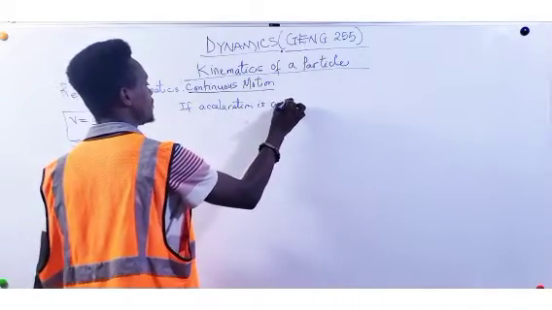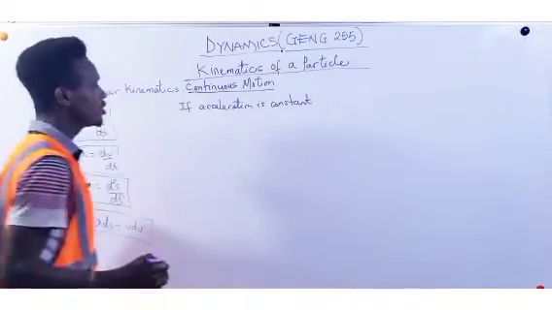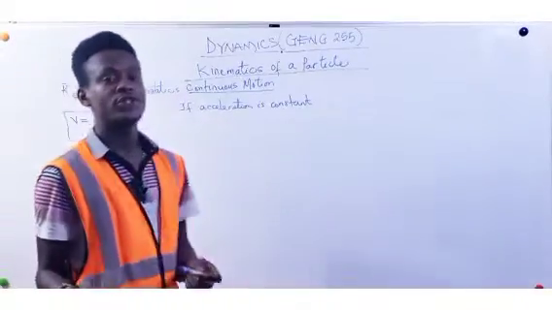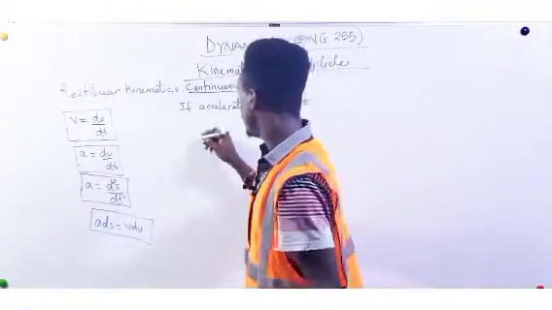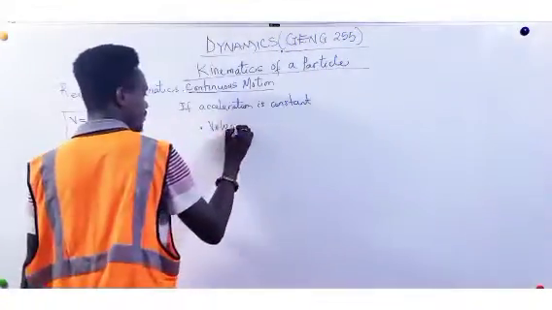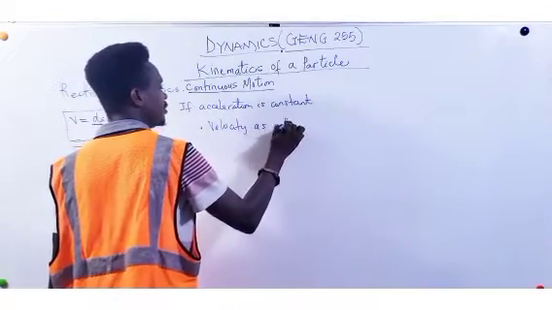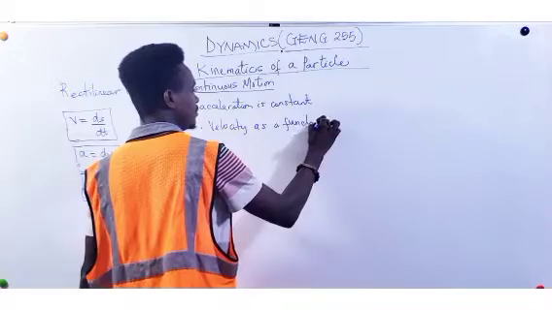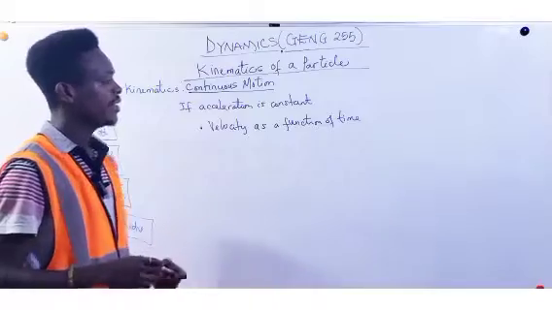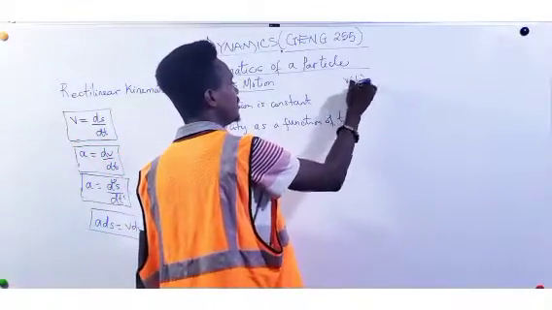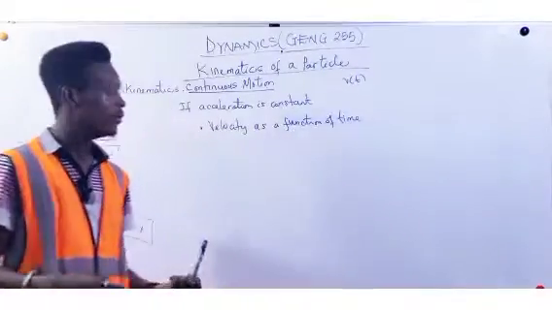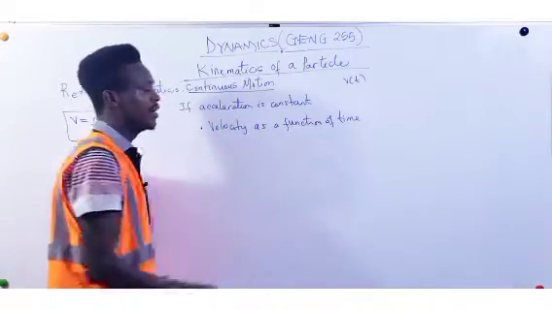Acceleration is constant. When acceleration is constant, we can have our velocity as a function of our time. So let's look at the first one, called the velocity as a function of time. When we say velocity as a function of time, meaning that we have f of t, such that v is the dependent variable and t is the independent variable. So we'll have velocity as a function of our time.